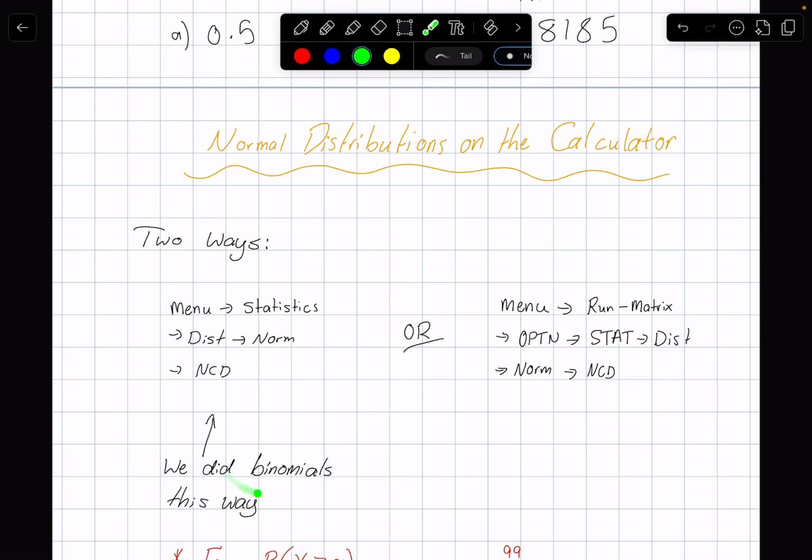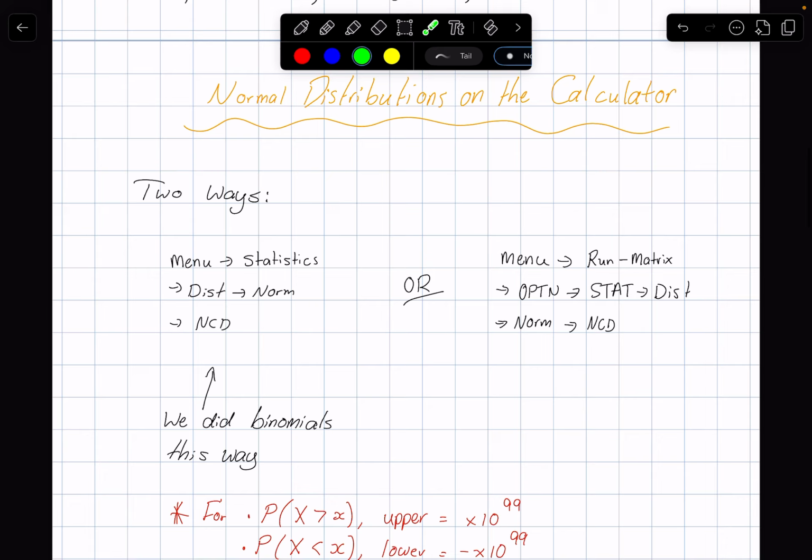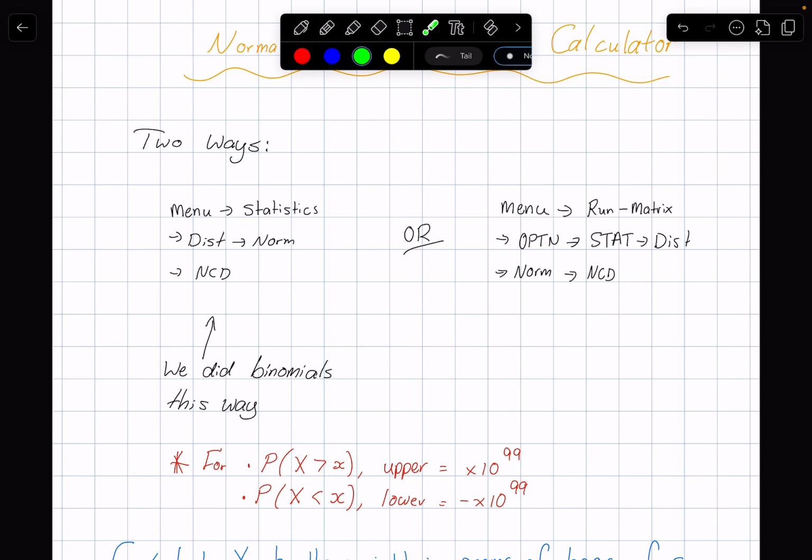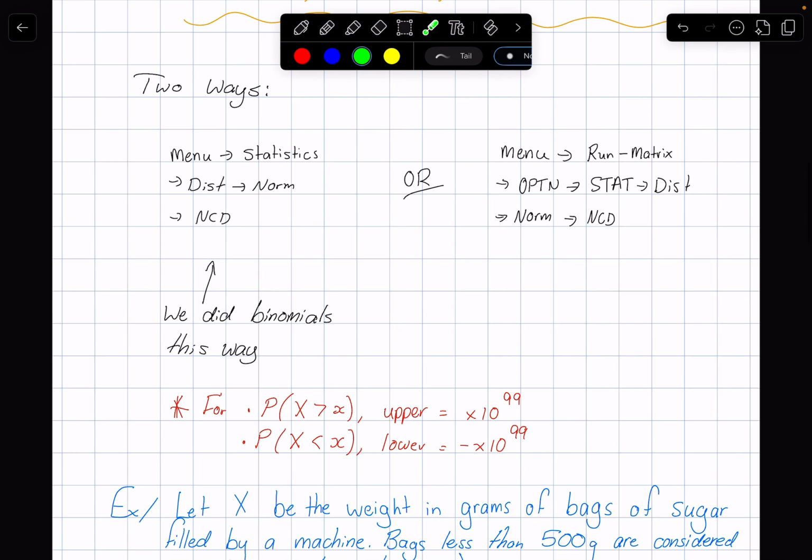I prefer this first method because it's a nice list. You can just list it down. Now you've got to be careful, because you're going to input an upper limit and a lower limit. If I've got the probability that big capital X is greater than little x, the value, in my upper limit I put times 10 to the 99. This is just a really, really big number. And then the probability that X is less than or equal to x, my lower limit will be negative times 10 to the 99, which is a really negative number. We just approximate that, using all of the numbers in that area.